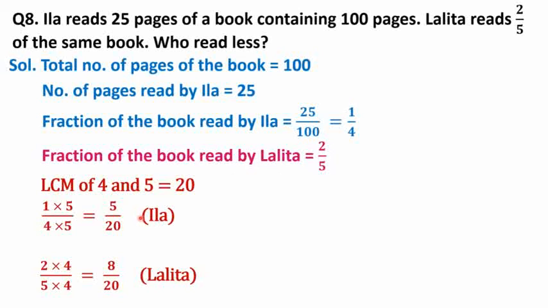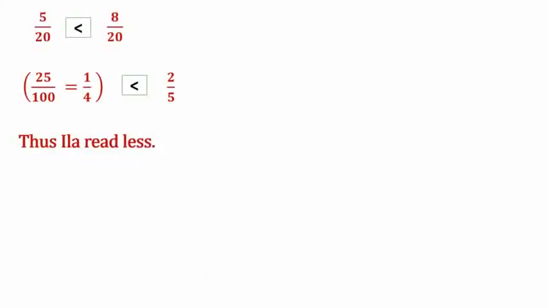So the equivalent fraction of 1 by 4 for Ela is 5 by 20, and for Lalita it is 8 by 20. Now we have got the like fractions. Now we find that 5 by 20 is smaller than 8 by 20. So our fraction 25 by 100, which is equal to 1 by 4, is smaller than 2 by 5. Thus this was the fraction read by Ela, and so we find Ela read less.